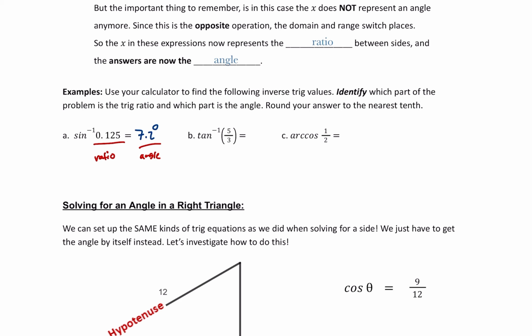Now, if we put the inverse tangent of 5/3 in our calculator, we are going to end up with 59 degrees. And again, this is an angle, and this is a ratio. And then if we do arc cosine, remember there's two notations, so even though it says arc cosine, I'm still going to put second cosine and then 1/2. It gives me 60 as my answer, so it's 60 degrees. And again, that's our angle, and this is our ratio.